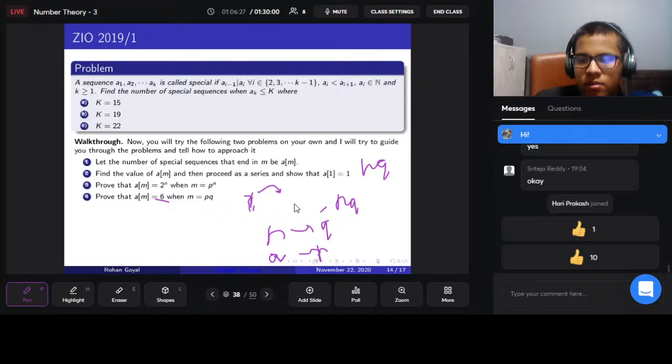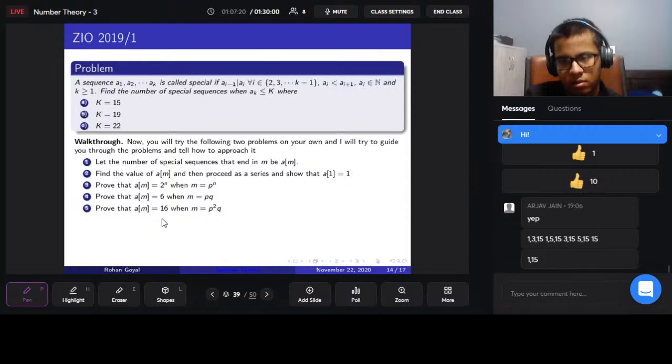Now consider P square Q. You can show that AM is 16. Try this please. Any idea on how you can show this? Yeah, take your time.